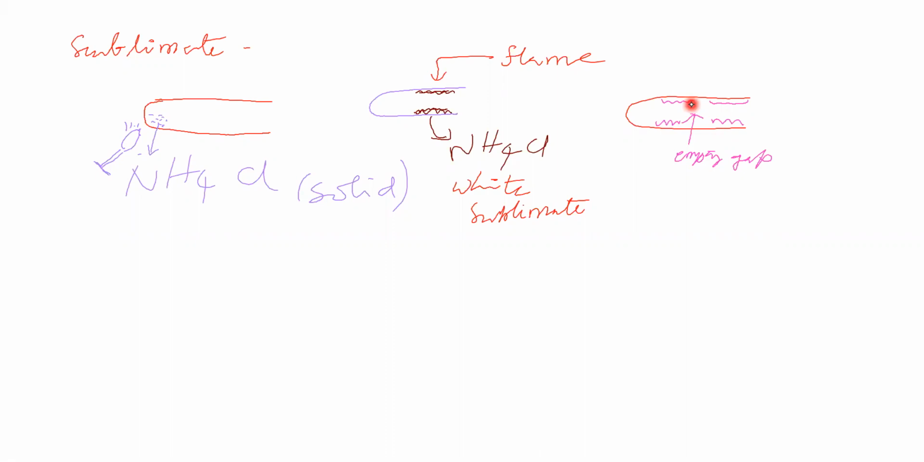Okay. Now, in the sublimate, two possibilities are there. One is colored sublimate, another one is colorless sublimate. If you get a colorless sublimate, what are the possibilities? That is ammonium halide, mercurous chloride, and mercuric chloride. White sublimate in the sense ammonium halide. Next possibility mercurous chloride. Next possibility mercuric chloride.